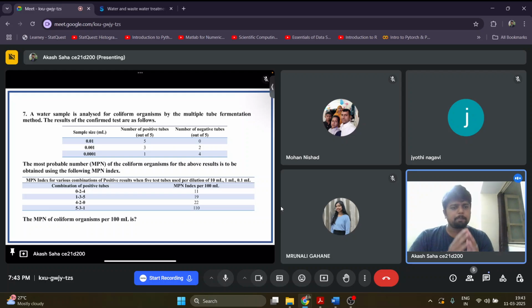So there is a complete MPN table that has been formed for various combinations. Here in the question we have given only 4 combinations, just to make it shorter. Whereas for all the kinds of sets like 000, 001, 010, all combinations, the MPN index is given, and it is calculated based on some probabilistic technique.